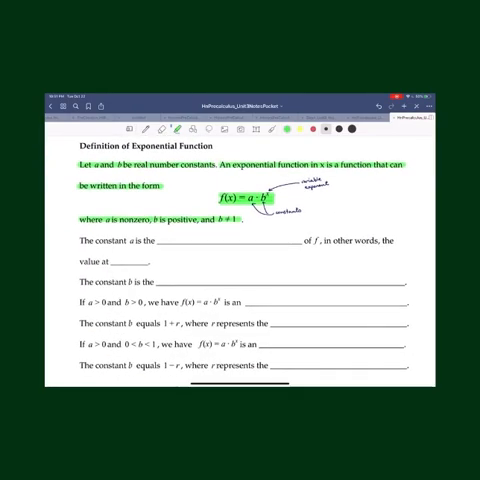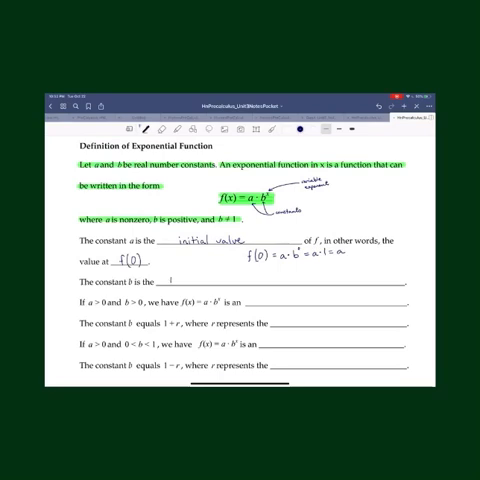So let's talk about what a and b represent. The constant a is the initial value of f. In other words, it's the value of f of 0. This makes sense because when we plug 0 into the function, we get f of 0 is equal to a multiplied by b to the 0, and we know that b to the 0 is 1, so we'll have a multiplied by 1 equals a.